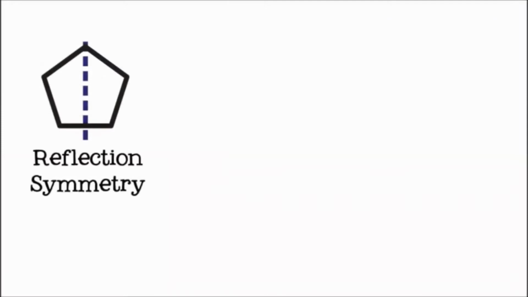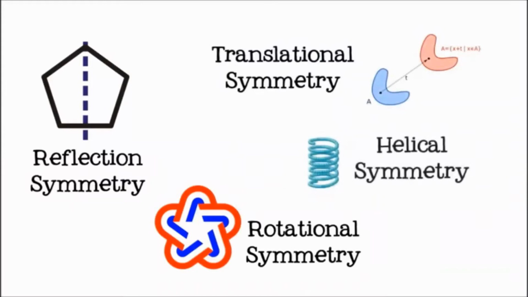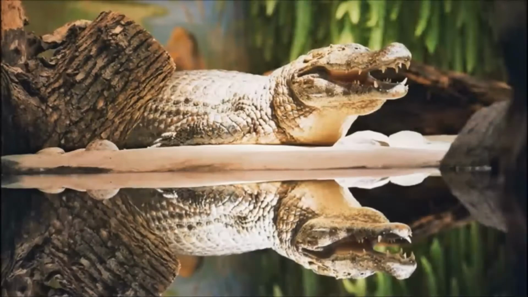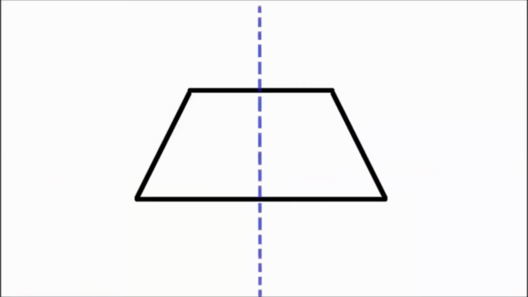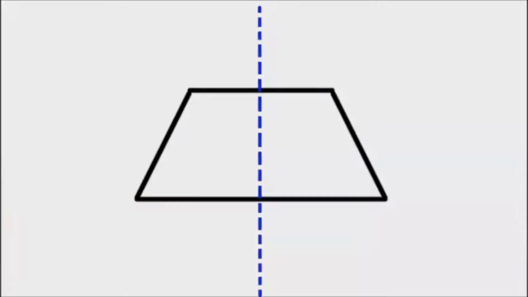There are many different types of geometric symmetry, but today we are only going to talk about the simplest form, reflectional symmetry. An object or image that has reflectional symmetry is like a mirror image. If you were to draw an imaginary line down the center of a symmetrical object and fold it in half along that line, the shapes would match up. This imaginary line is called a line of symmetry.